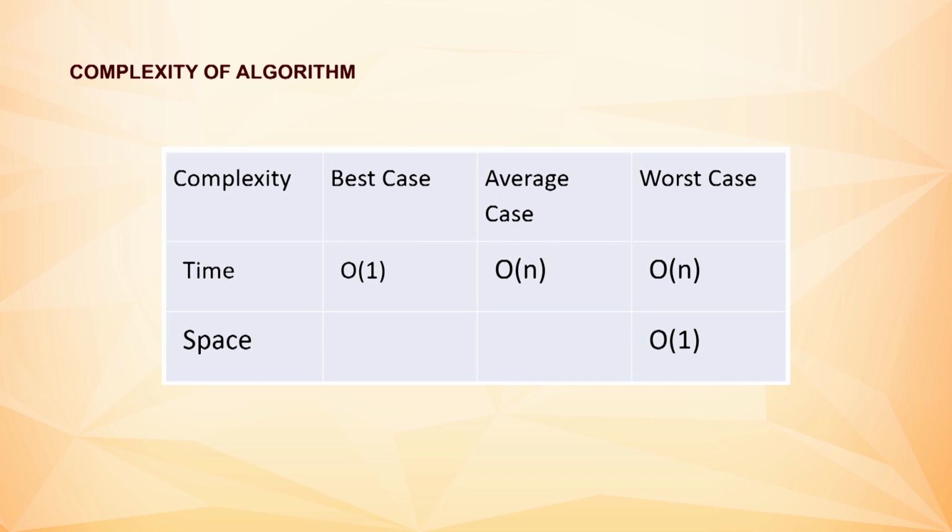It completely depends on the number of items available inside the memory. Next is space complexity. The space complexity only has a worst case, that is O of 1. There is no best case or average case for space complexity, and the worst case complexity is O of n. That is the complexity of the algorithm.